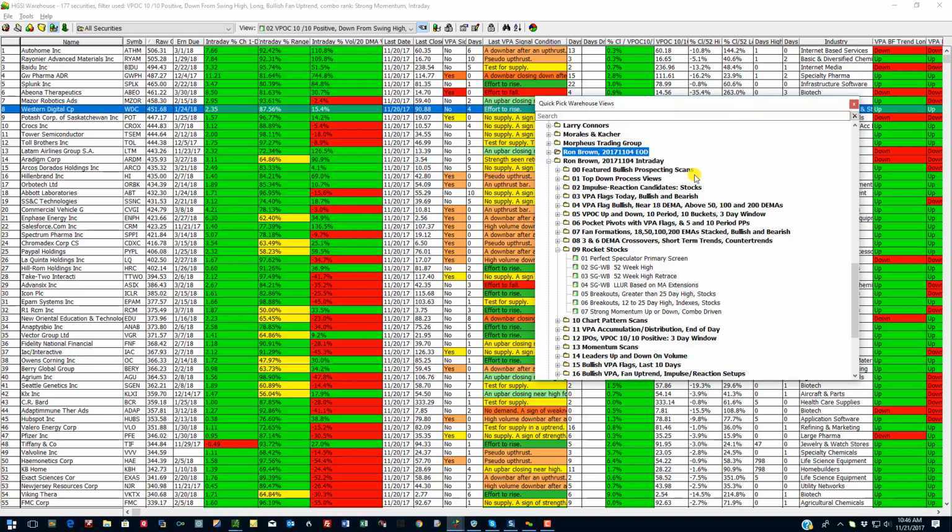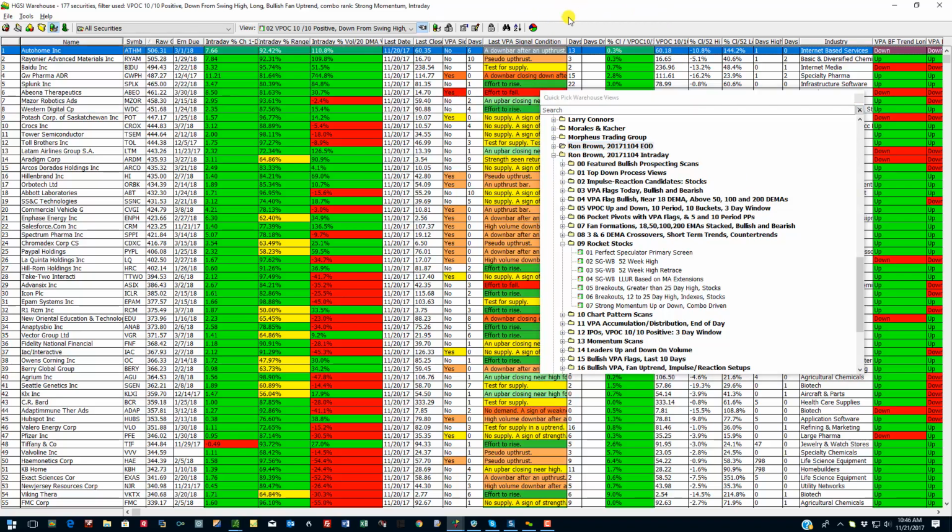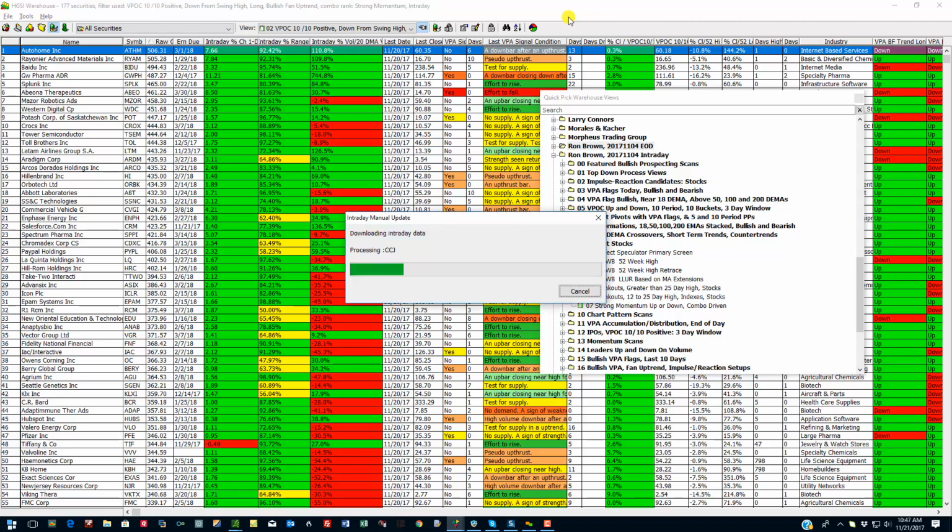So the analysis for the end of day is for night and weekend analysis, and intraday is, of course, for intraday analysis. Now I'm running ThinkorSwim, of course, as you know, and this is running in the background and updating every 5 minutes. And of course, you can click on F5 to force an update, and you can see how quickly this goes in.